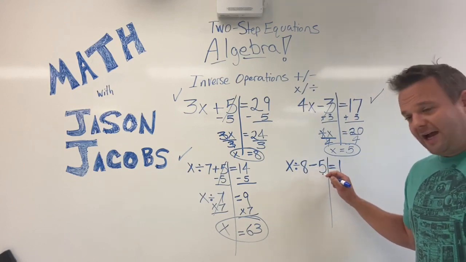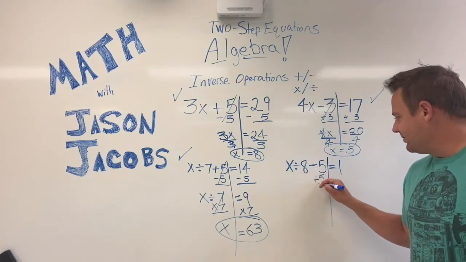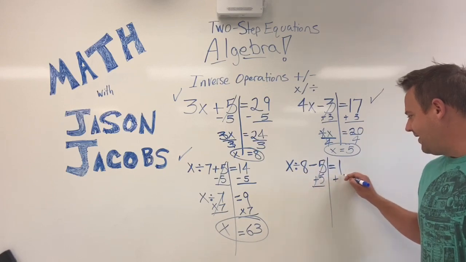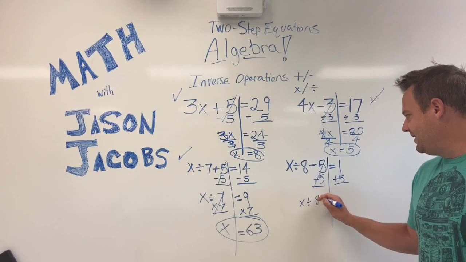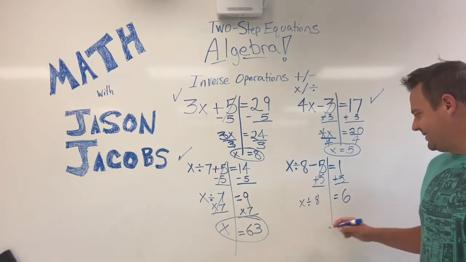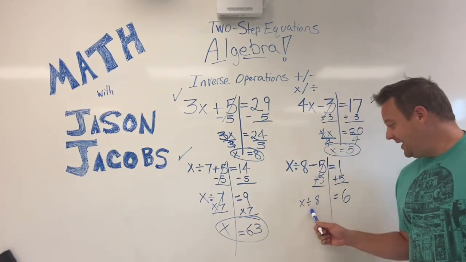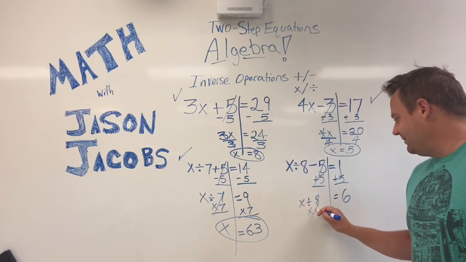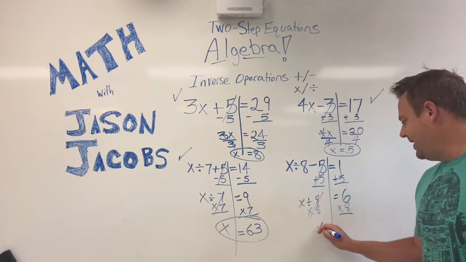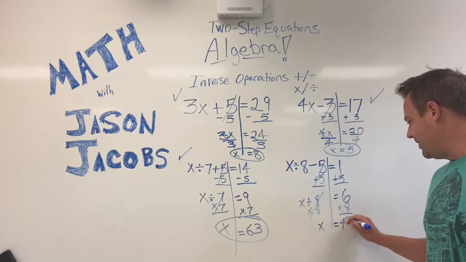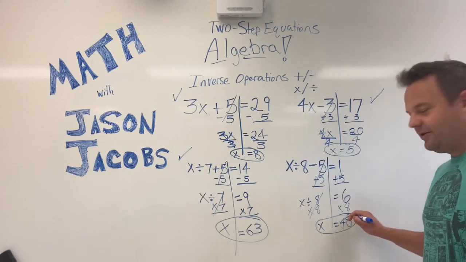The inverse of subtracting 5 is adding 5. So we're going to add 5 here, cancels, add 5 here. And now x divided by 8 equals 6. Inverse of dividing by 8 is multiplying by 8. Whatever you do on one side, you have to do on the other. X equals 48. Circle your answer.